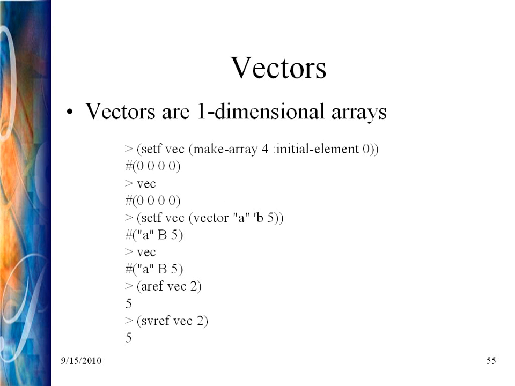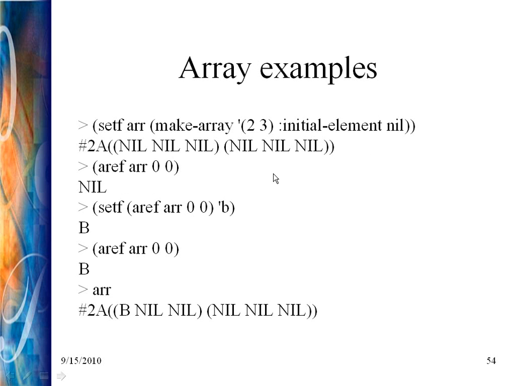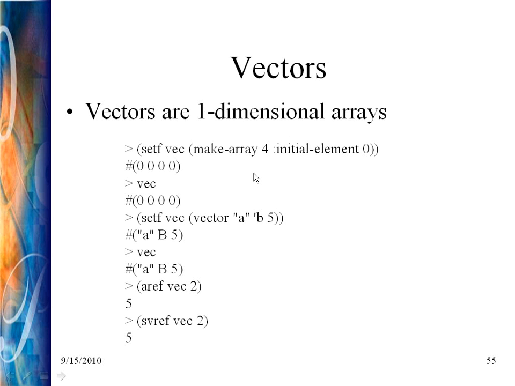Vectors are one-dimensional arrays, and you can create them with make-array, specifying just a number as the dimension rather than a list. This first argument can be a list or a positive integer. Actually, it can be 0 too. This could also be the list with the single element 4. That's equivalent. Initial element 0. So we have a vector.